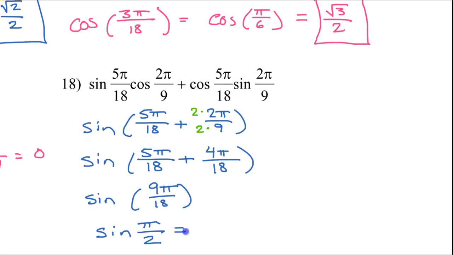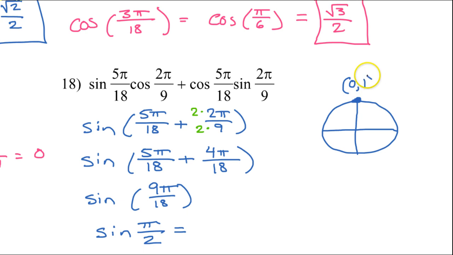Alright, now that is a quadrantal angle. So let's look at a diagram to remind us of how this goes. Okay, pi over 2 is right here at the very top, and this is the point 0, 1. Sine is the y value of a point on the unit circle. So the y value right here, of course, is 1. So that's why the answer is going to simply be 1.